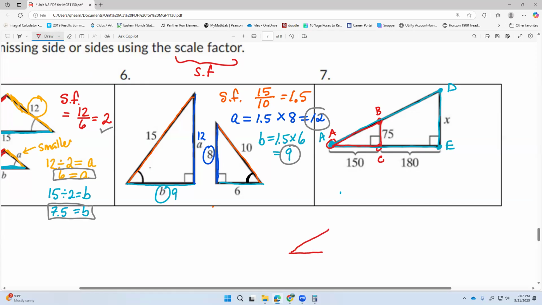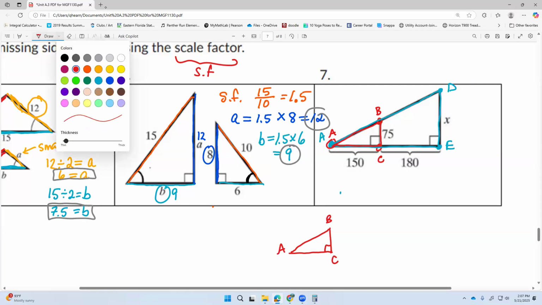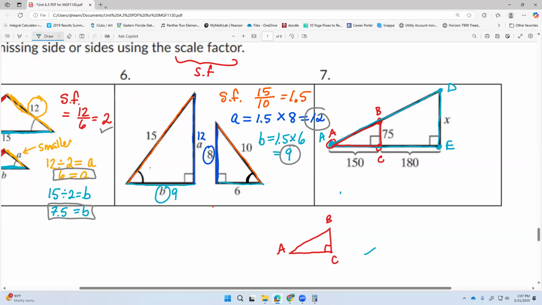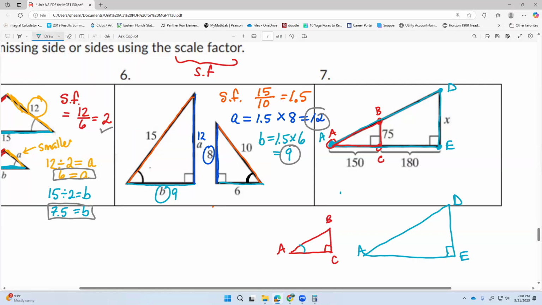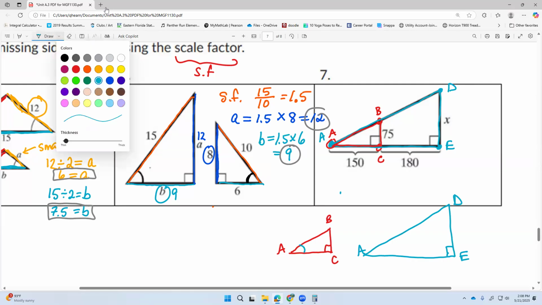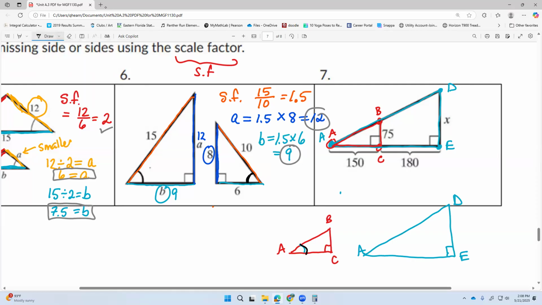So here's the smaller red triangle. I'm going to put my right angle in there and label my A, B, and C. And then I'm going to draw my larger triangle right next to it. Now we're going to have A, D, E. E is also a right angle. And notice that we do have an angle in common here, A. This is the same angle A in both triangles.